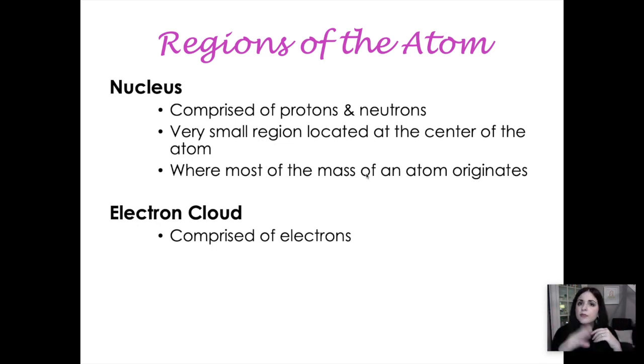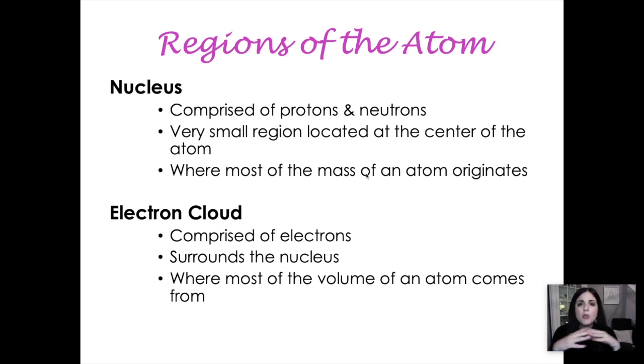The birds, or the planes, are always flying through the clouds. That's how electrons are. The electrons themselves are very small in comparison to the actual clouds. They just fly around the clouds, just like birds or planes would in the sky. Your electron clouds surround the nucleus. So your nucleus is in the very center, and your electron clouds are around that. Although your nucleus is where most of the mass of an atom comes from, your electron clouds are where most of the volume comes from.